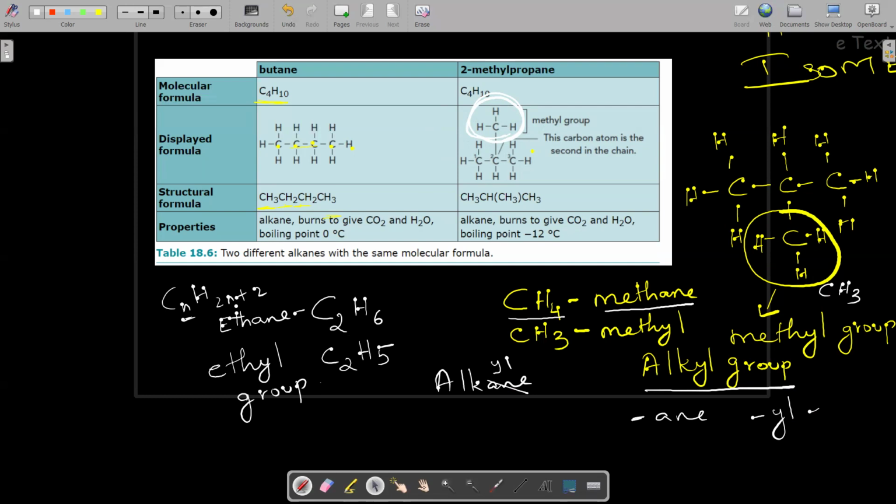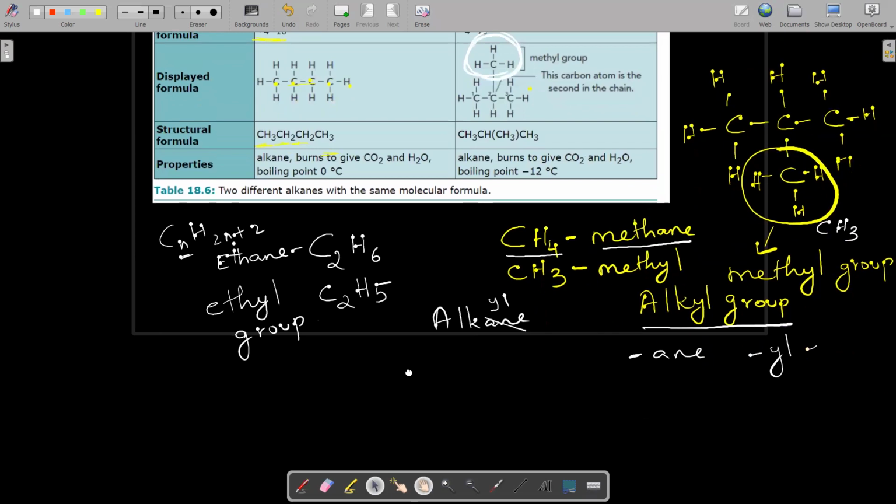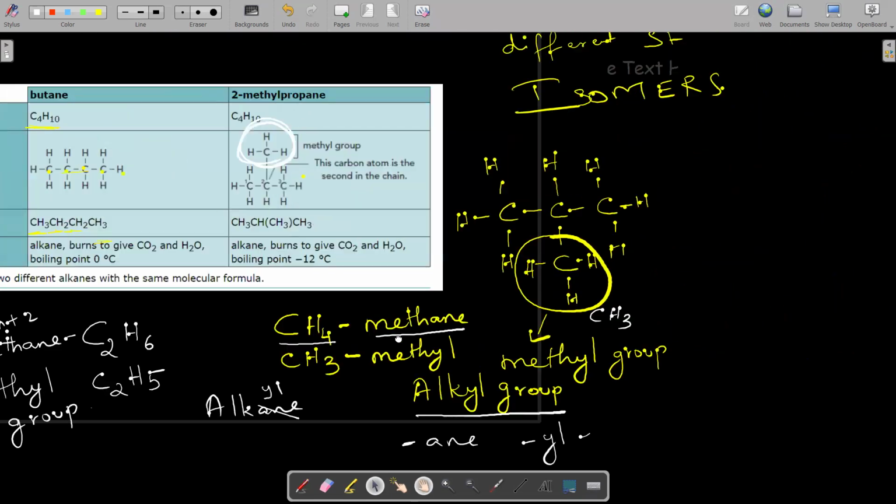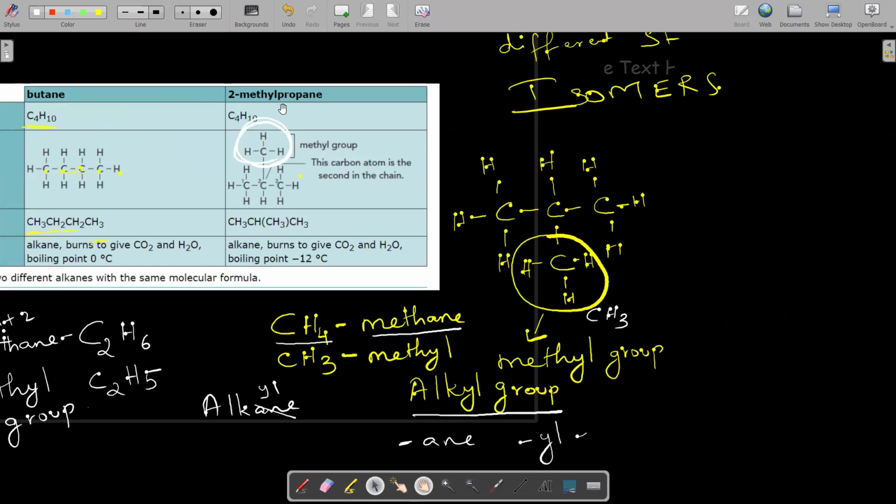Let me push this up a little. Let me show you this structure, the displayed formula. So there are 3 carbon atoms here, and this side chain, that is the methyl group, is attached to the carbon which is in the middle. So it is kind of easier to name such compounds.